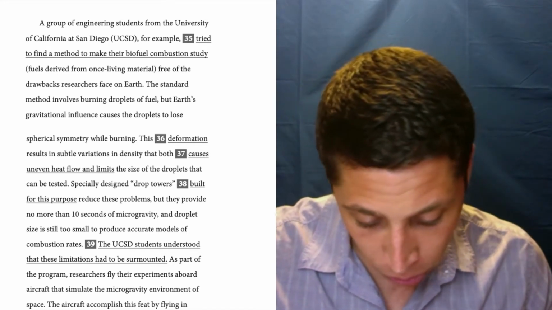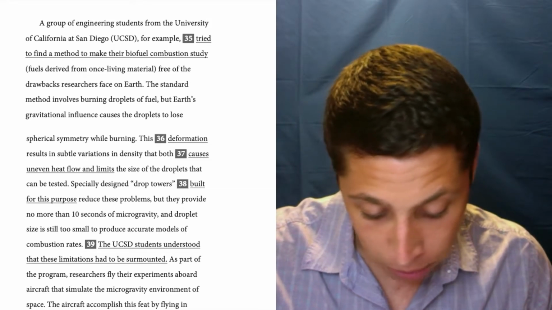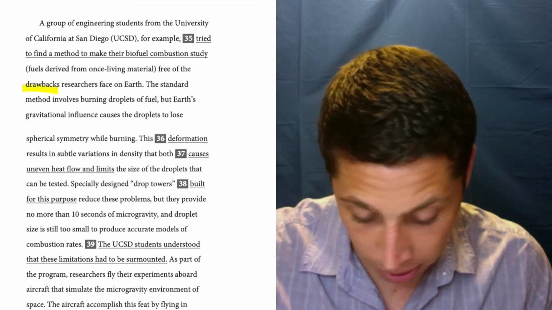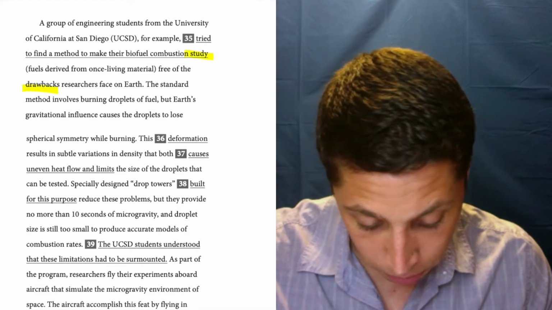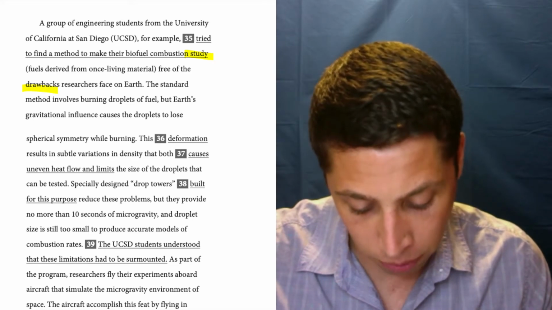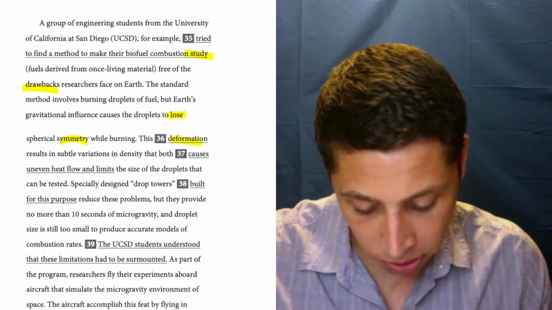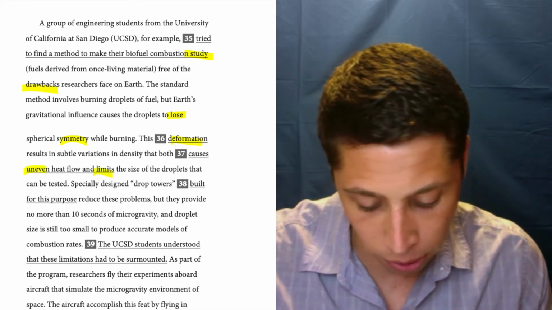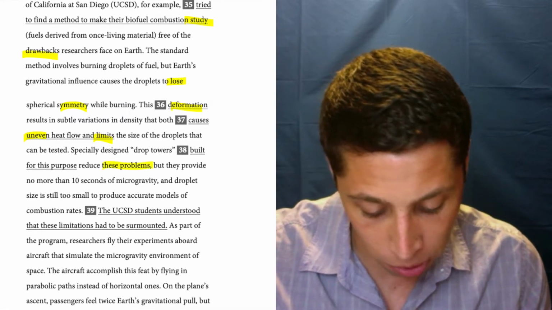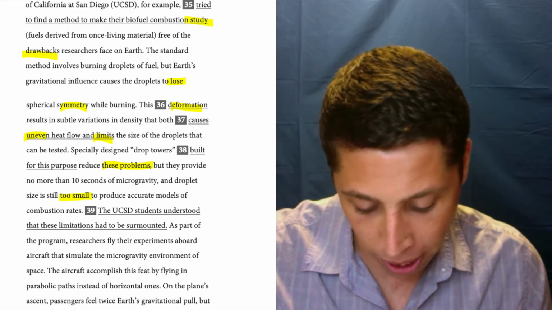A group of engineering students from the University of California at San Diego, UCSD, for example, tried to find a method to make their biofuel combustion study, fuels derived from once living material, free of the drawbacks researchers face on Earth. So there's drawbacks. There's a study somewhere. Okay. Students, great. The standard method involves burning droplets of fuel, but Earth's gravitational influence causes the droplets to lose spherical symmetry while burning. This deformation results in subtle variations in density that both cause uneven heat flow and limits the size of the droplets that can be tested. Specially designed drop towers built for this purpose reduce these problems, but they provide no more than 10 seconds of microgravity, and droplet size is still too small to produce accurate models of combustion rates.